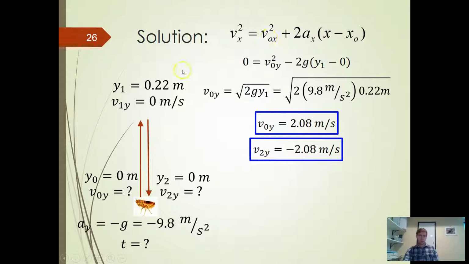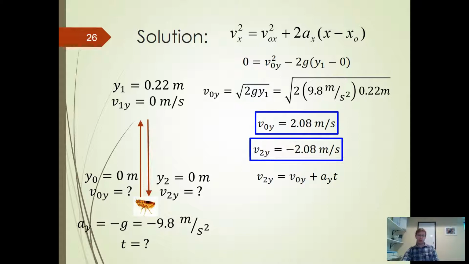Use this same equation with 0 as your initial velocity, negative 9.8 as your acceleration, and your initial position is 0.22 and your final position is 0. You'd solve and you'd get the exact same value that I got right here. So we can conclude that our initial and final velocities are equal in magnitude but opposite in direction.